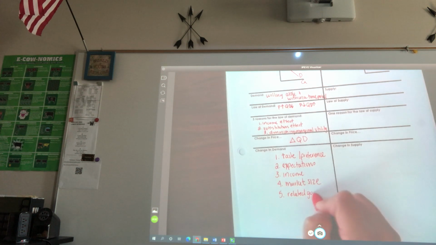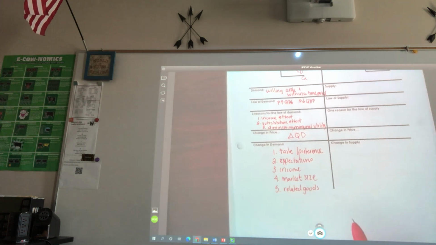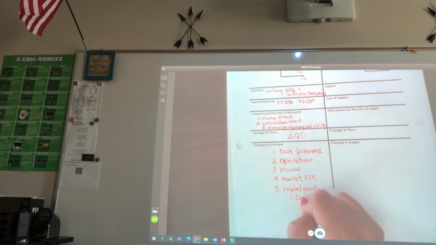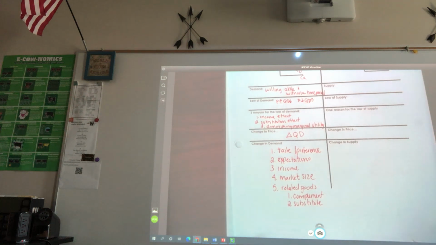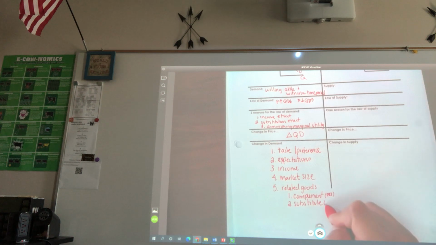Y'all remember 2 types of related goods? Peanut butter and jelly, which is a what? Complement. And then the other one is a what? Substitute. So someone give me a substitute. Okay, so off brands. Okay, so complement, I'm just gonna say PB&J, and then substitute, brand name and store brand.